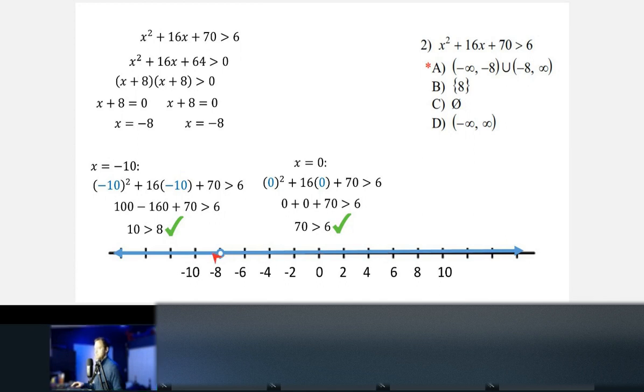So the answer is all real numbers except for -8. And that's what this shows in interval notation. So from -infinity to -8, then from -8 to infinity. That was number 2.